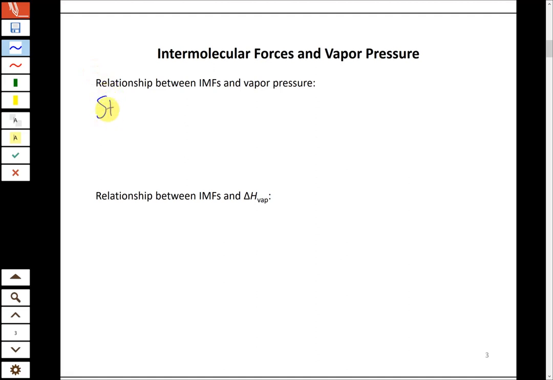If you have, and I think this is a fairly logical statement, just do a little bit of a thought experiment here. If you have stronger intermolecular forces, if the molecules are held together more tightly, more strongly, then you're going to have fewer of them escaping into the gas phase, so your vapor pressure would be lower. So if you have stronger IMFs, you're going to see lower vapor pressure.